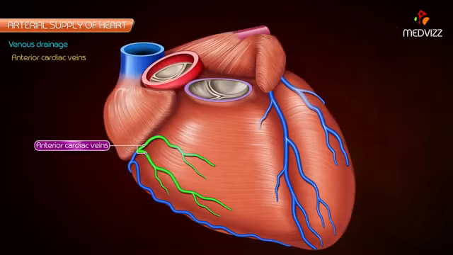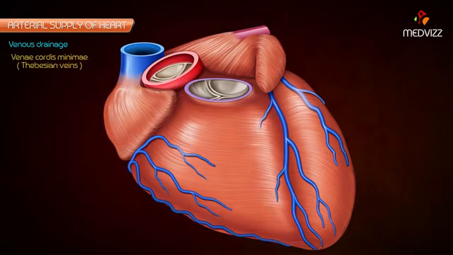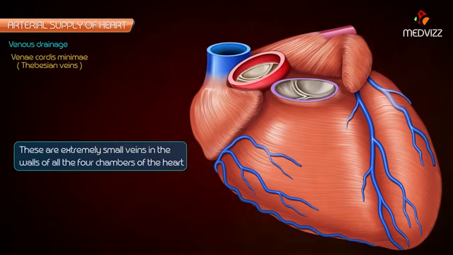Anterior cardiac veins. These are a series of small veins which run parallel to each other across the surface of right ventricle to open into the right atrium. Vena cordis minimi, also known as Thebesian veins. These are extremely small veins in the walls of all four chambers of the heart.